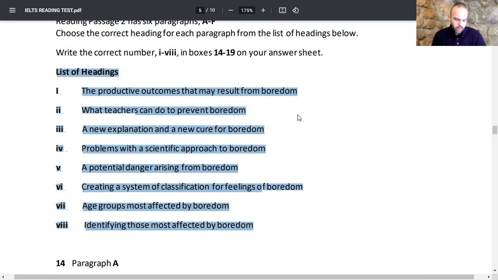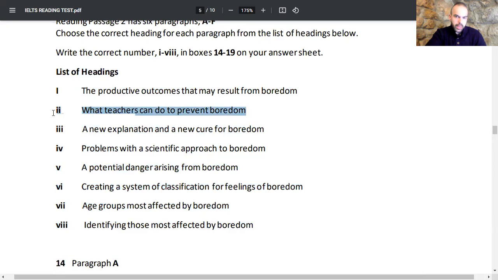Okay, 1, okay. So I assume that number 2 is excluded. Exclude number 2. Don't worry about number 2, which is what teachers can do to prevent boredom. It doesn't match with any of the paragraphs. Okay, so I can confirm this with you.